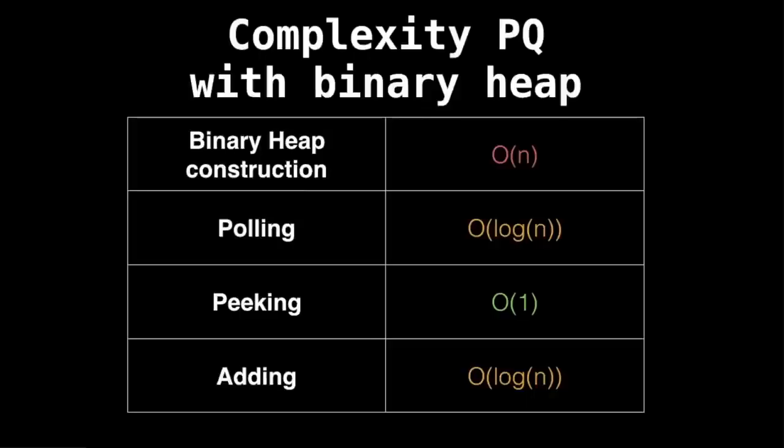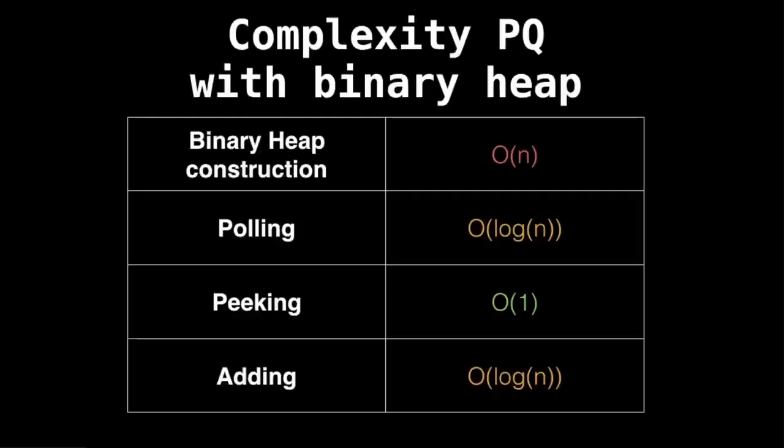Okay, on to some complexity with priority queues implemented as a binary heap. So to begin with, there exists a method to construct a binary heap from an unordered array in linear time. We're not going to cover this algorithm, but it's pretty cool, and it forms the basis for the sorting algorithm heap sort. Next is pulling or removing an element from the root of the heap. This takes logarithmic time because you need to restore the heap invariant, which can take up to logarithmic time.